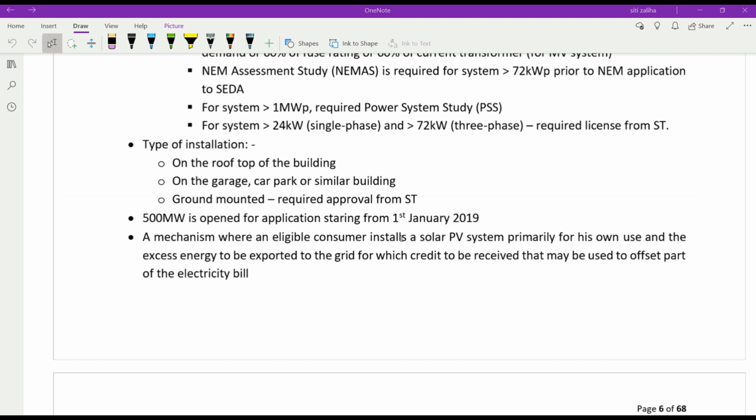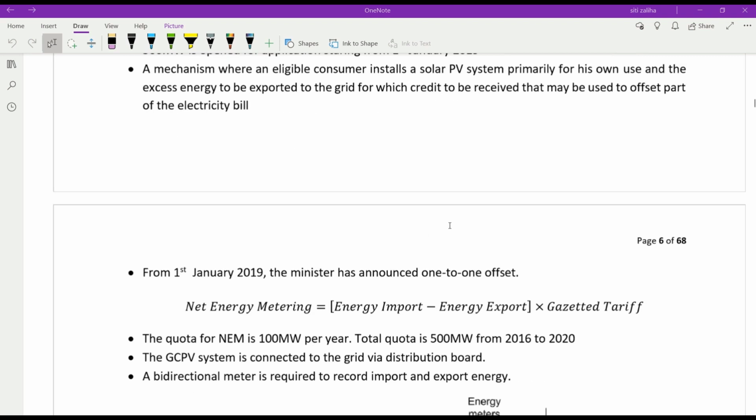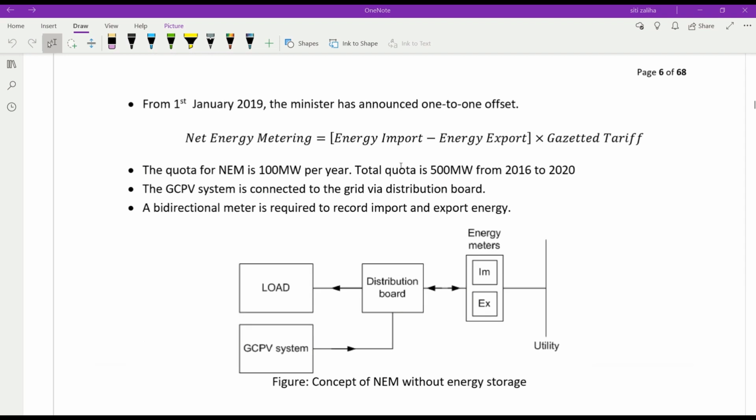So you don't get an amount in cash, but it will offset your electricity bill. From 1st January 2019, the minister has announced 1-to-1 offset. So NEM, net energy metering, equals energy export, where you feed your energy into the grid, minus energy import, which is you receive the energy from the grid, multiplied by the gazette tariff for the NEM.